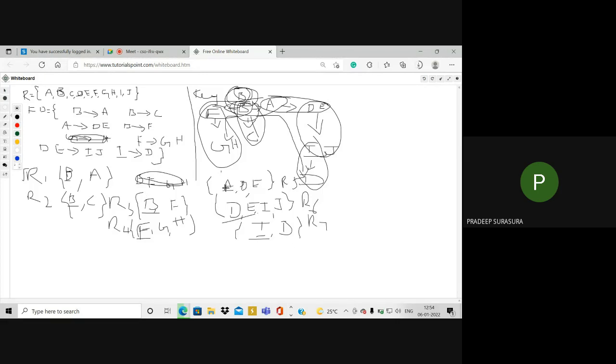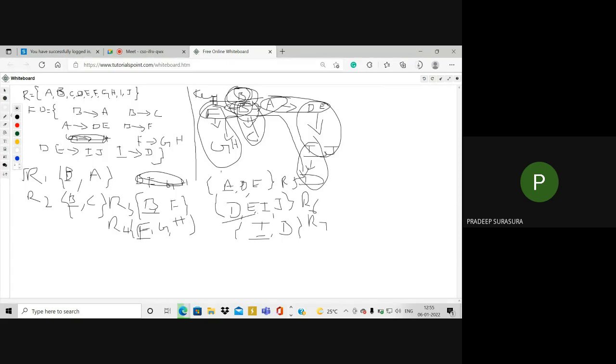So normally we write like this. AB in one table, BC in one table, because these are violating third normal form. A determines DE, violating third normal form. F determines GH, violates third normal form. Like that, simply we write according to this pattern.